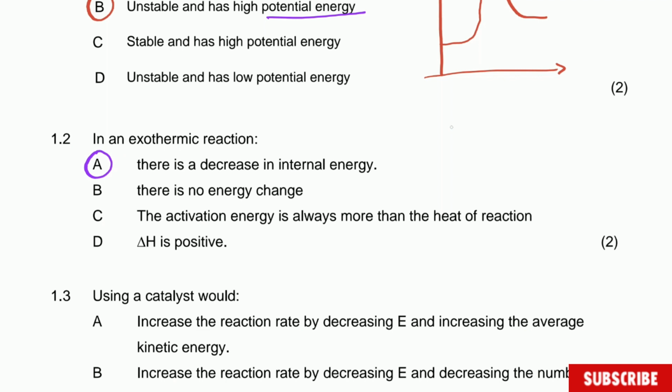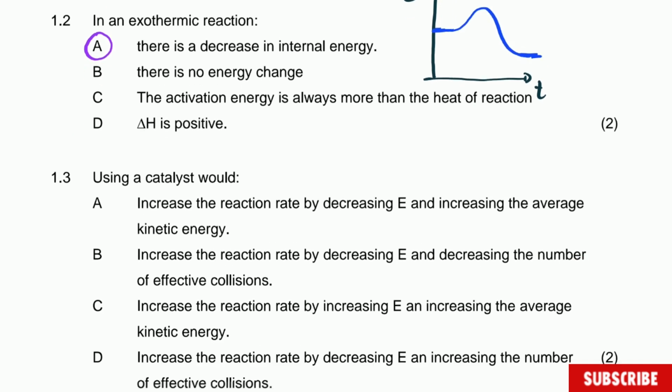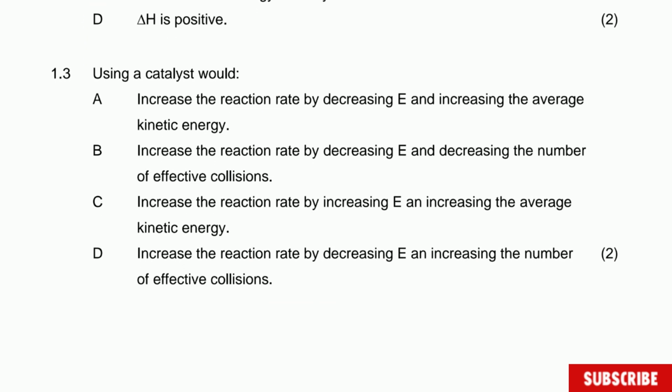In the exothermic reaction, guys, this is the graph for exothermic energy, you can see that the energy of the substance decreases. The internal energy decreases. The energy of the reactant is greater than the energy of the product. Let's go to question 1.3.